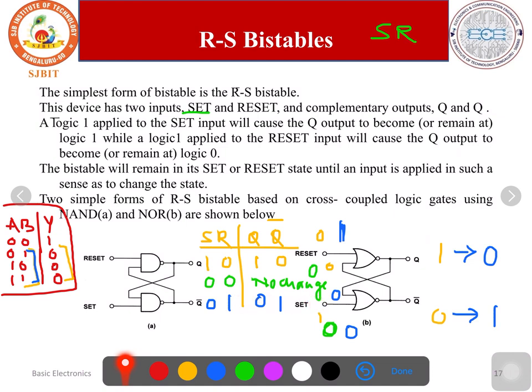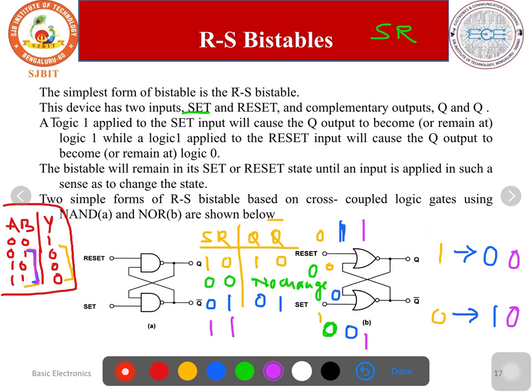Now let us go for the last state, that is 1, 1. So S is equal to 1, R is equal to 1. If any one of the input is 1, the output is 0. So here it becomes 0, here it becomes 0. Q is equal to 0, Q bar is equal to 0. It is against the complementary rule. So this state is called the forbidden state. So we are not supposed to apply S equal to 1 and R equal to 1 in the NOR gate RS bistable.